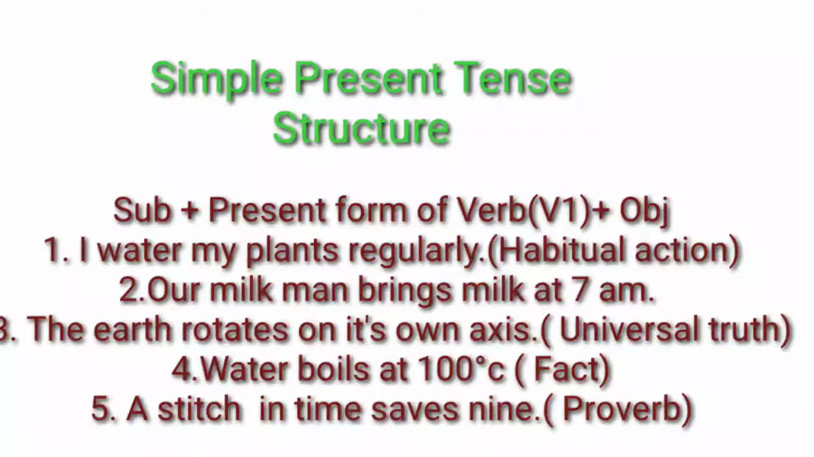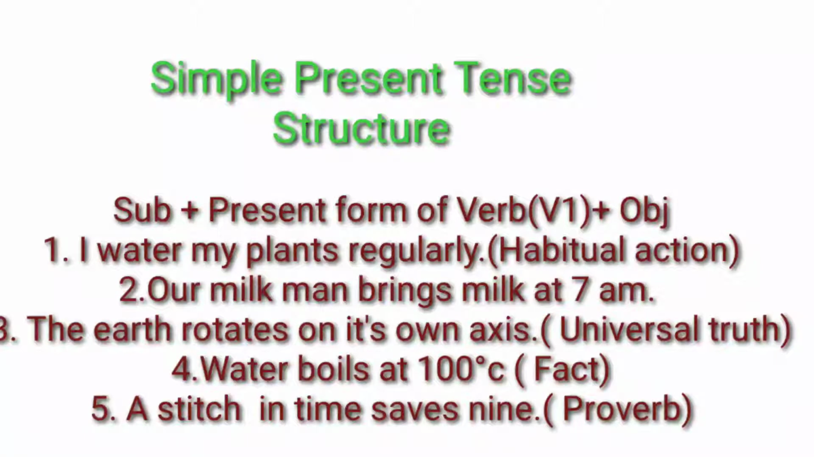Third one, the earth rotates on its axis. What is this? It is a universal truth. We use simple present tense. Fourth one, water boils at 100 degrees centigrade. This sentence is a fact, right? So in such cases also we use simple present tense. When you come to the fifth one, a stitch in time saves 9. What is this? It's a proverb. In proverbs also we use simple present tense.